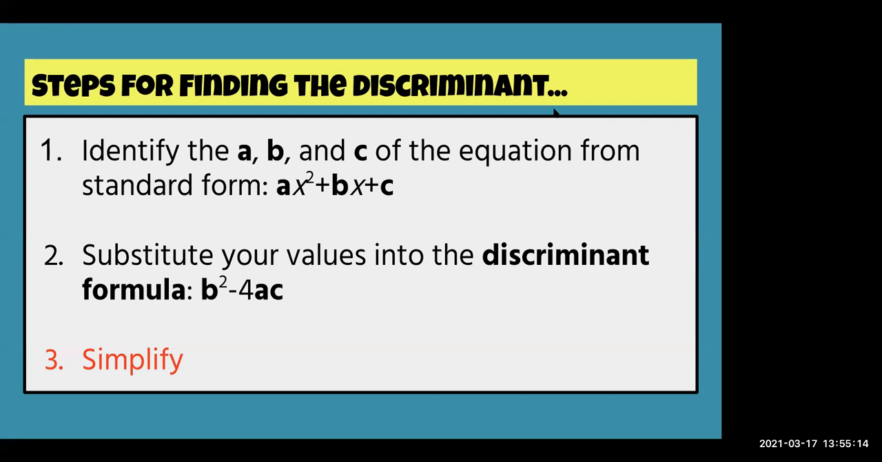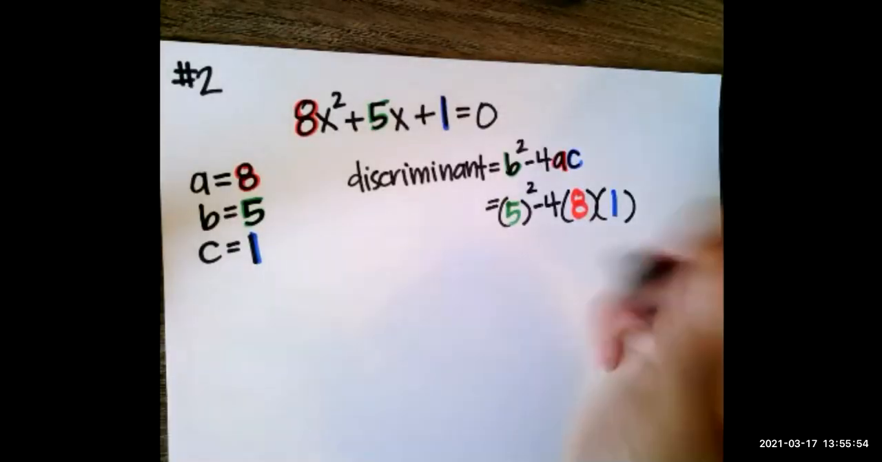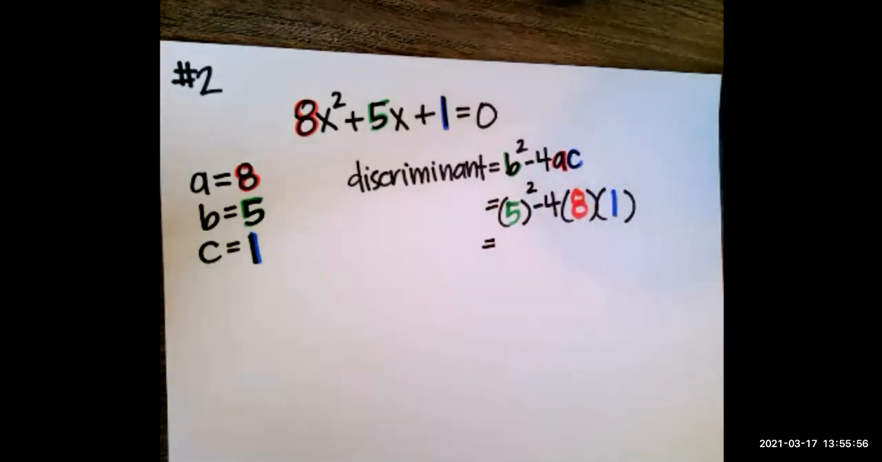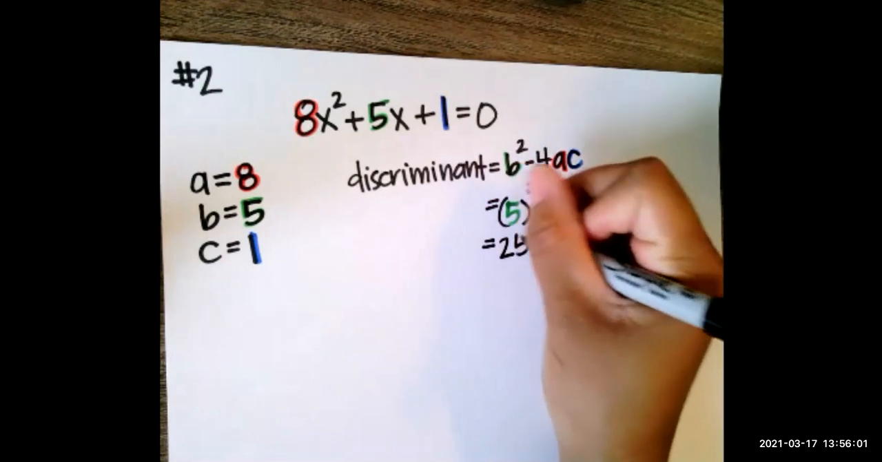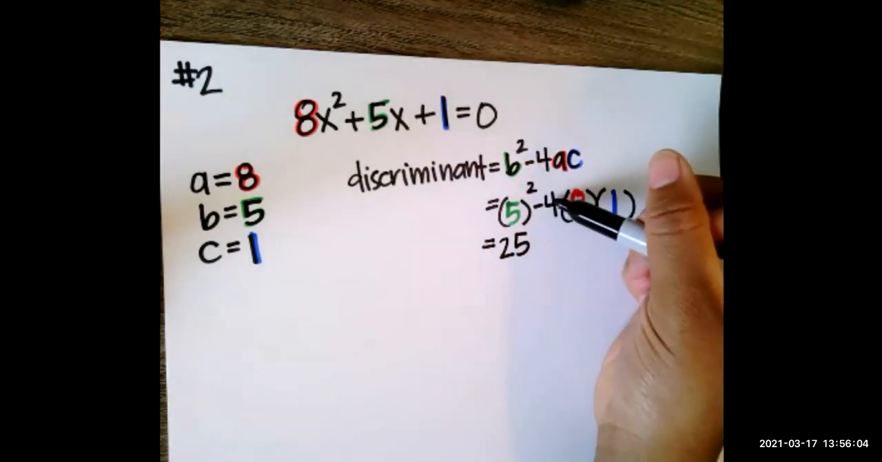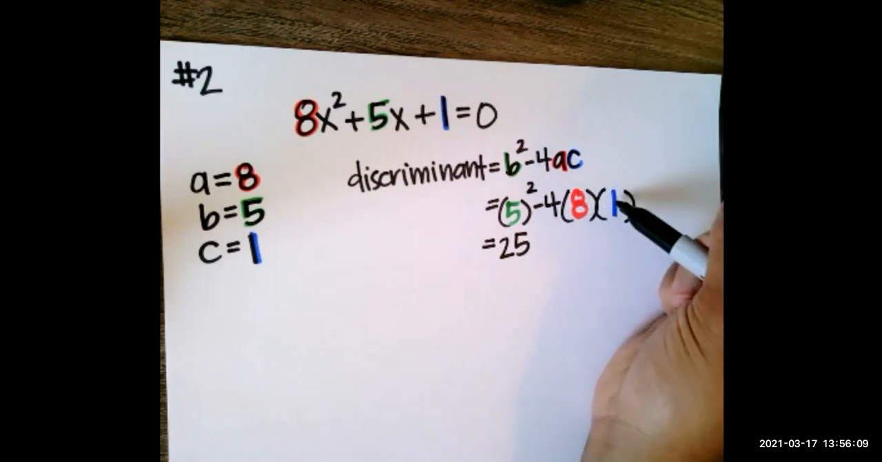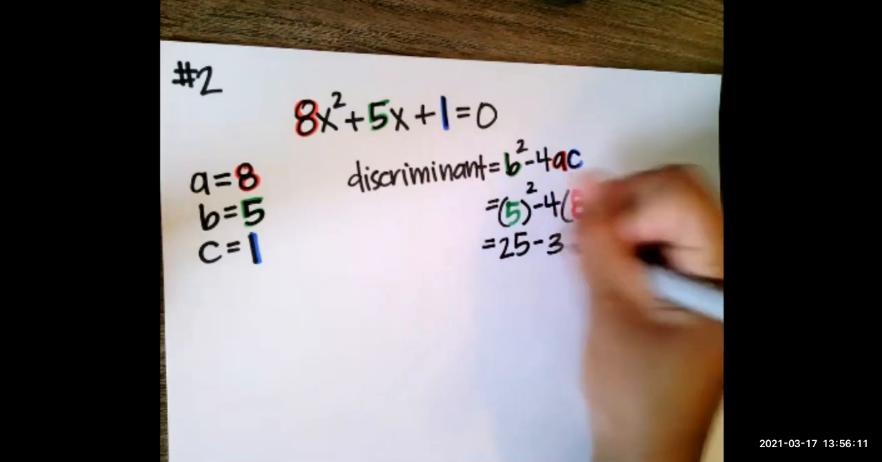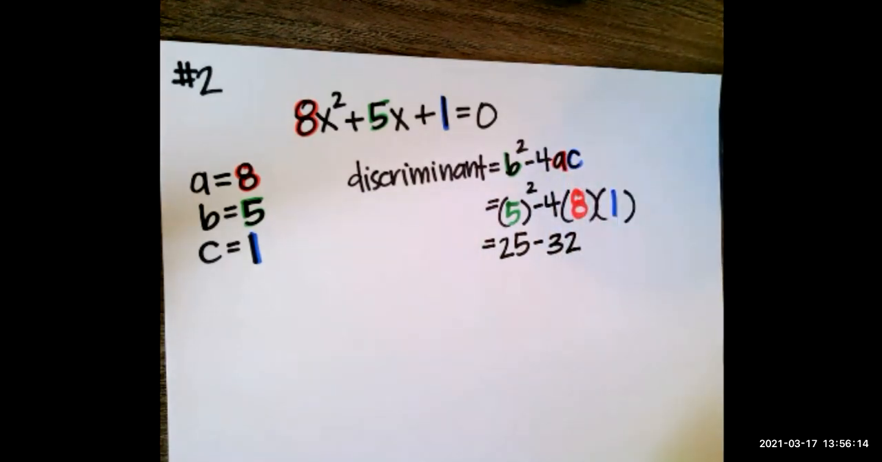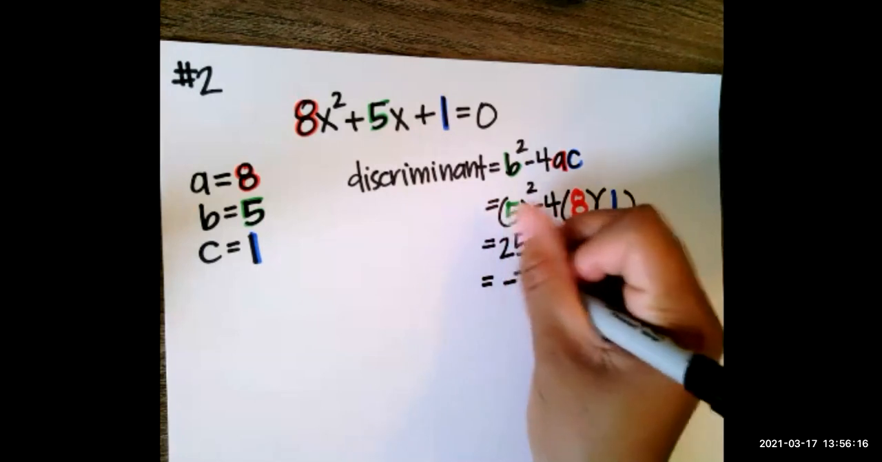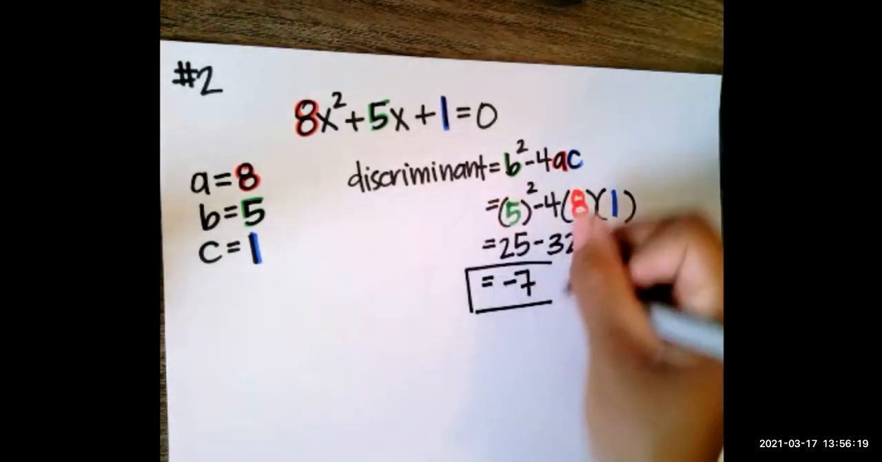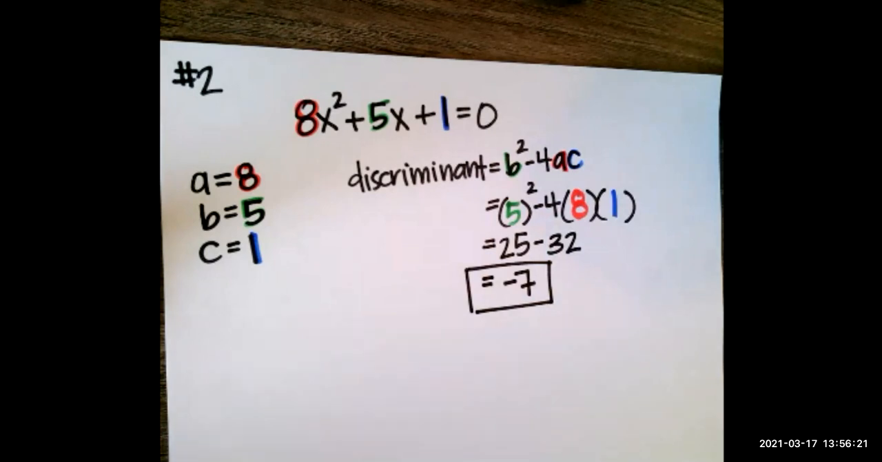Next, we're going to simplify. Five squared is 25. Negative 4 times 8 is negative 32. Times 1 is still negative 32. 25 minus 32 is equal to negative 7. Our discriminant is negative 7.